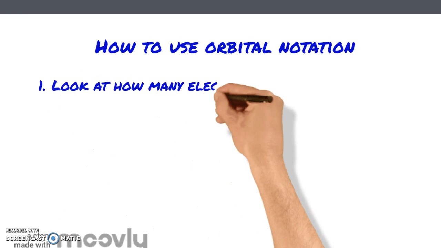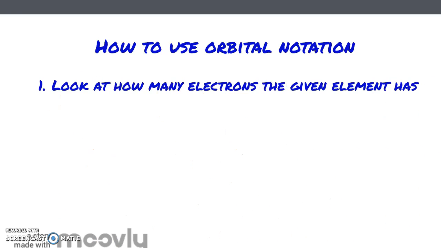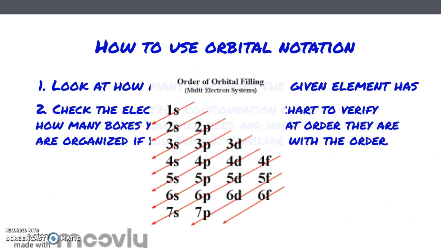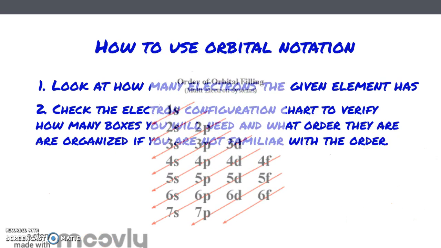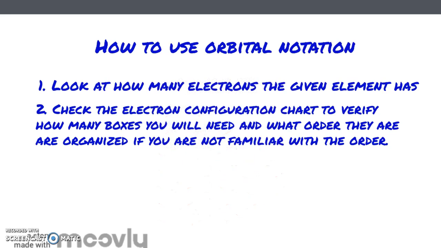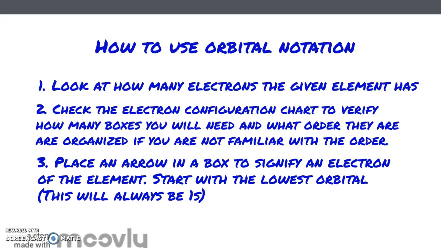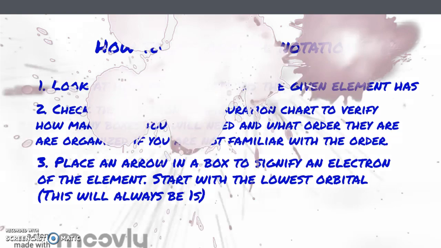So let's look at the steps. Step 1. Look at how many electrons the given element has. Step 2. Check the electron configuration chart to verify how many boxes you need and what order they are organized in if you are not familiar with the order. And step 3. Finally, place an arrow in a box to signify an electron of the element. Start with the lowest orbital. This will always be 1s.